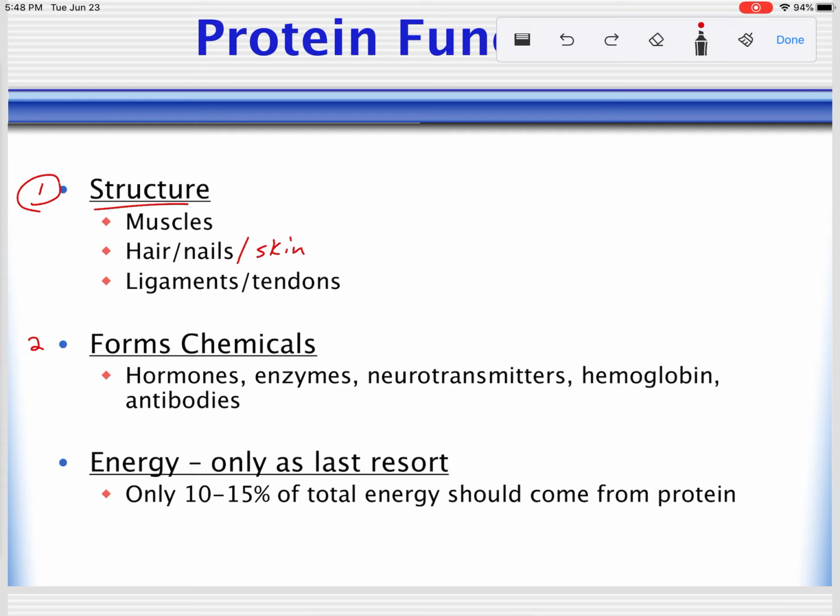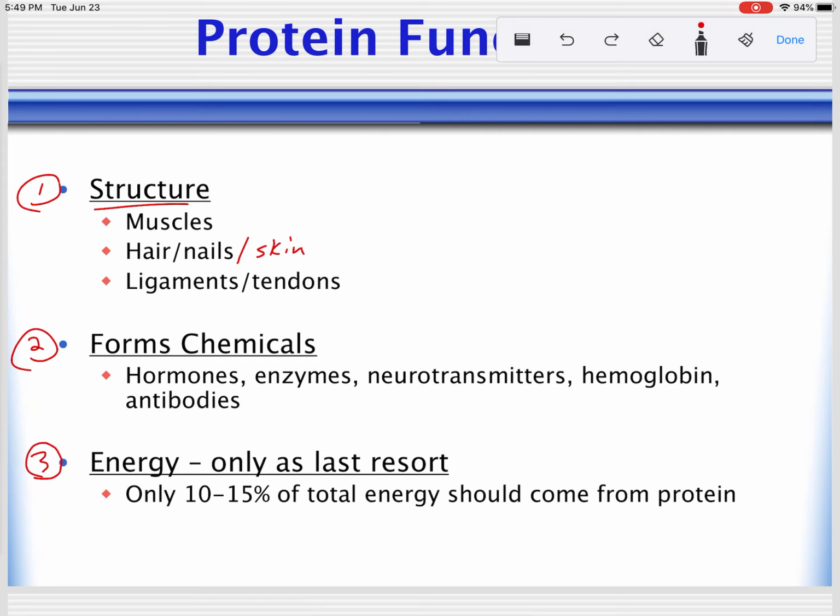A second function of protein is that protein helps to form many important chemicals in the body. This is one that maybe people don't know as much about. Think about pretty much any important chemical in your body. Enzymes, hormones, neurotransmitters, antibodies, hemoglobin. These are all made up of protein. It's a different way to put protein together than, say, the protein for our muscles. But chemically speaking, these chemicals are still made up of tiny little proteins. So we need proteins for that too.